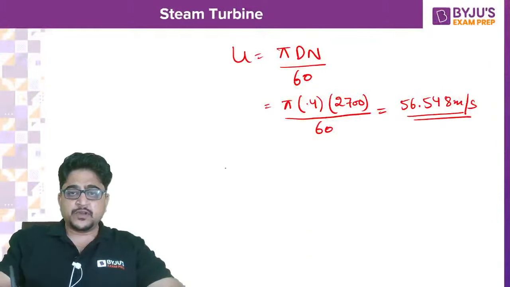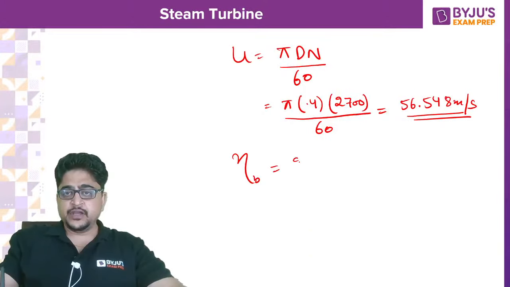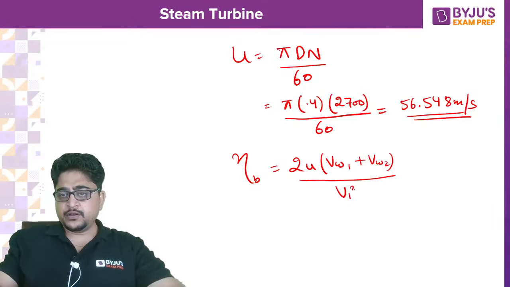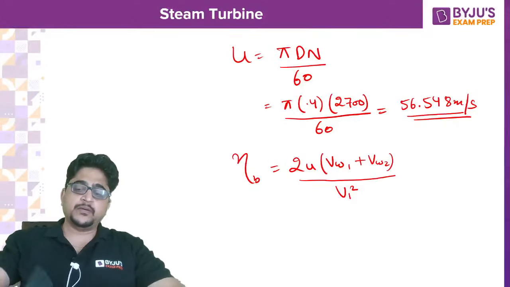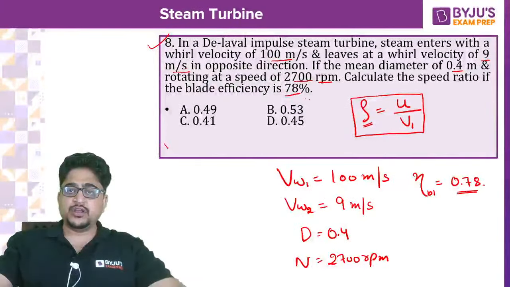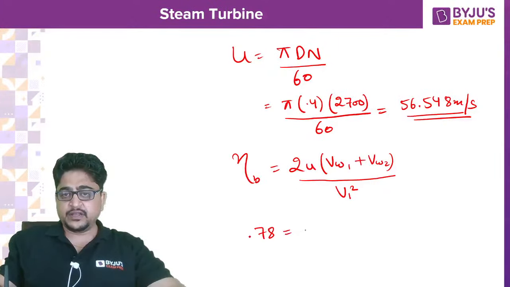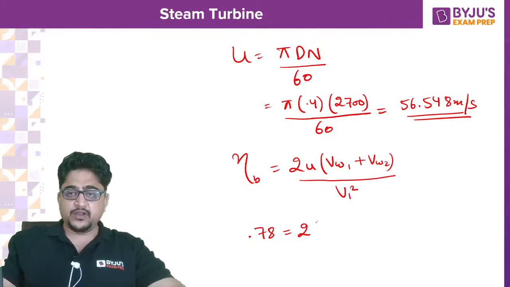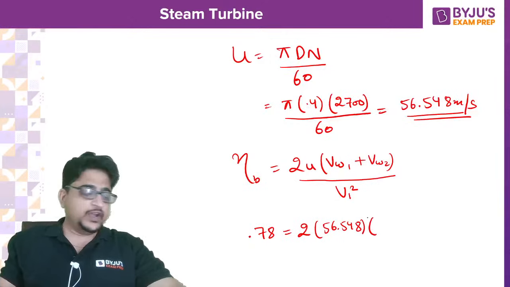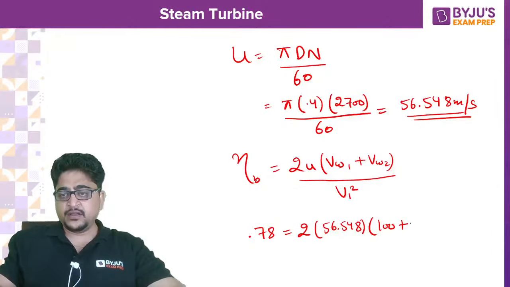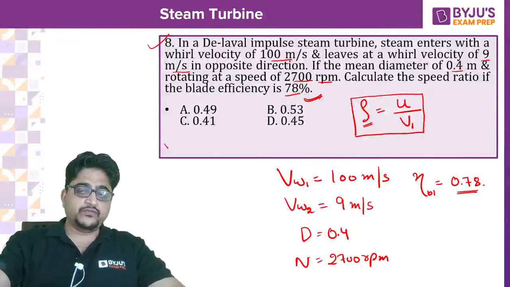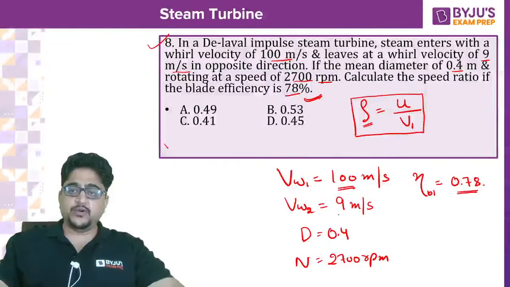Now what is the formula for blade efficiency? It is 2u (VW1 plus VW2) divided by V1 square. From here you will be getting the value of V1. What is the blade efficiency given in the question? Blade efficiency is given as 78%, which is equal to 0.78 into 2 into u, which is 56.548, into VW1, which is 100, plus VW2, which is 9.